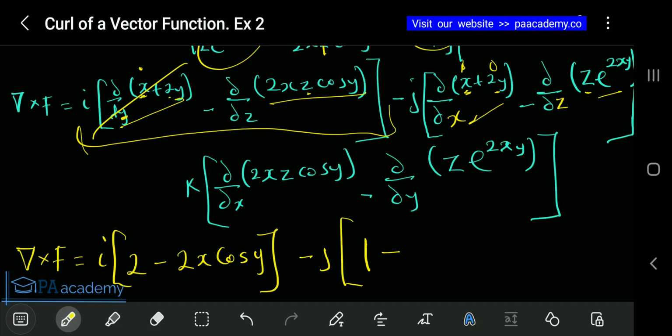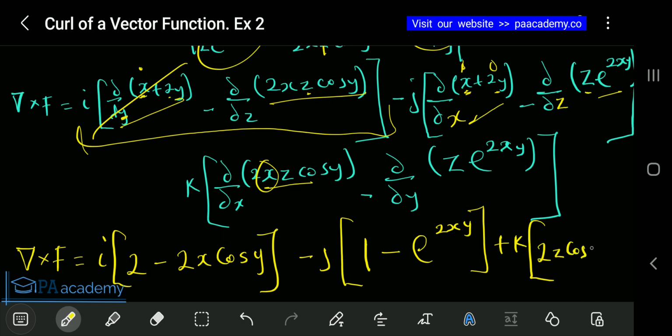So we are going to have exponential 2xy. Let's close that. So let's look at k. So plus k. If you differentiate this now, d over dy with respect to x here, this is the only x we have, and that will become 1. So we'll be left with 2z cos y.